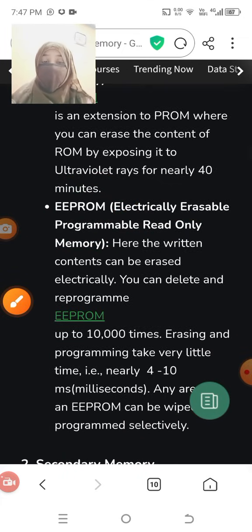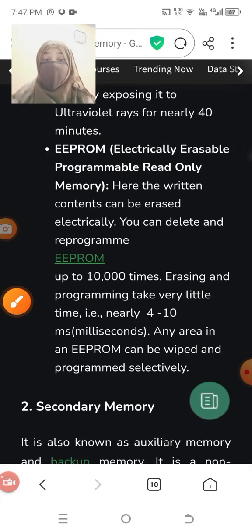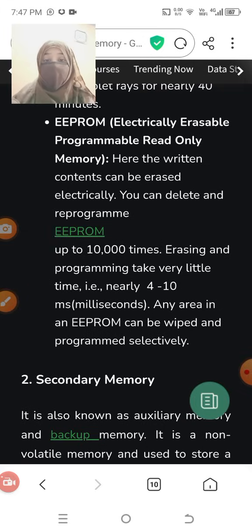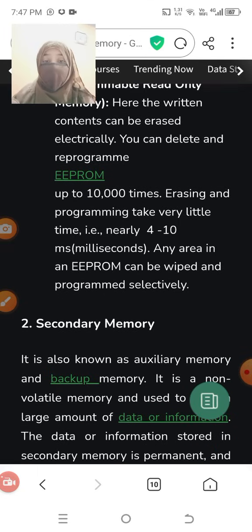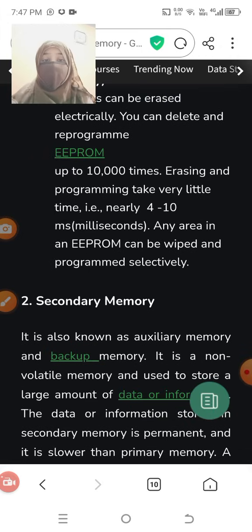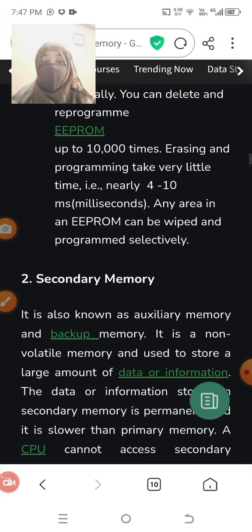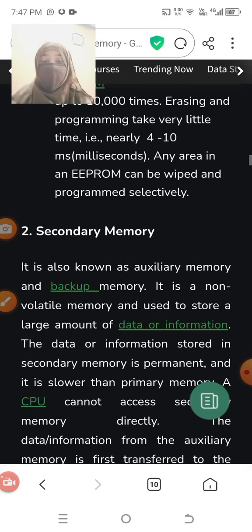Here the written contents can be erased electrically. You can delete and reprogram EEPROM up to 10,000 times. Erasing and programming take very little time, that is nearly 4 to 10 milliseconds. Any area in the EEPROM can be wiped and programmed selectively.